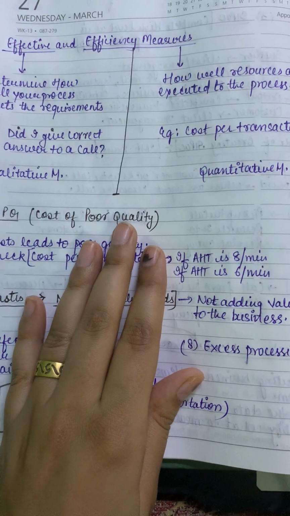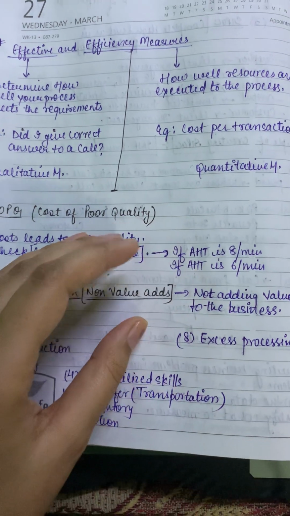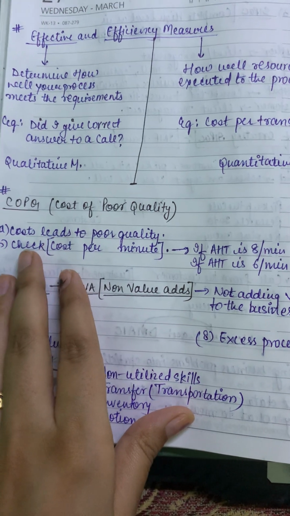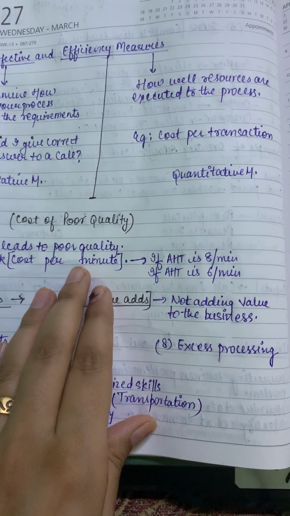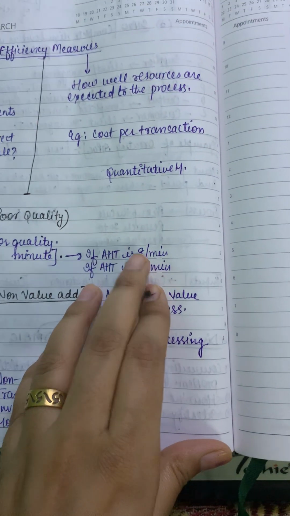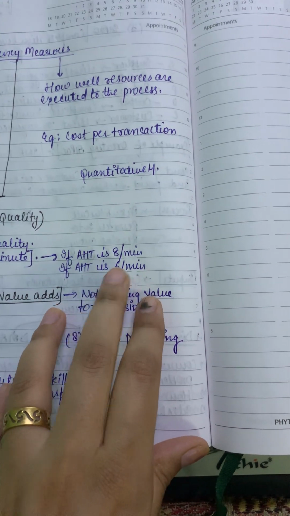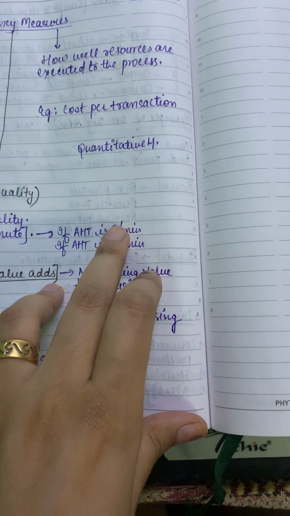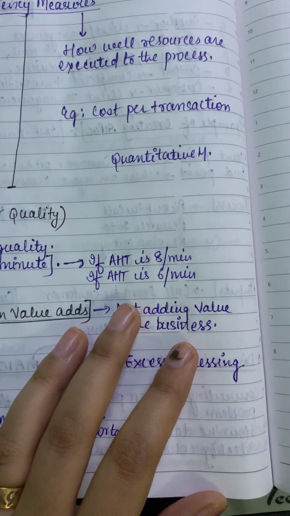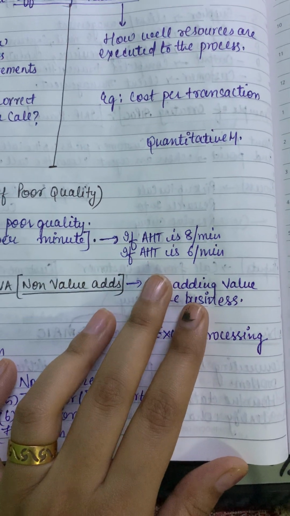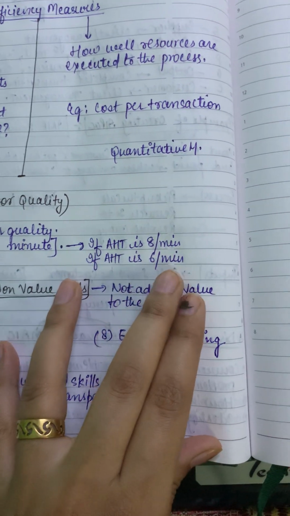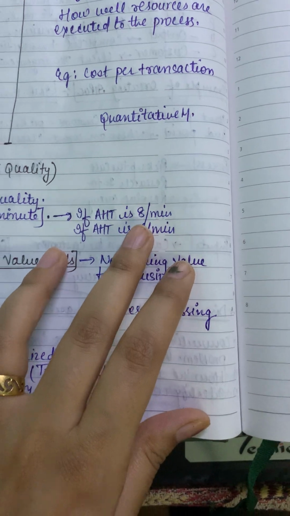Whatever poor quality we are delivering, what is the cost out of it? Cost leads to poor quality. Check cost per minute. I'm taking the example here. AHT is 8 per minute, AHT is 6 per minute. So definitely with 8 per minute the cost would be high because the time would be more and it leads to more cost. And if AHT is less, that is 6 per minute, then definitely it would be less.